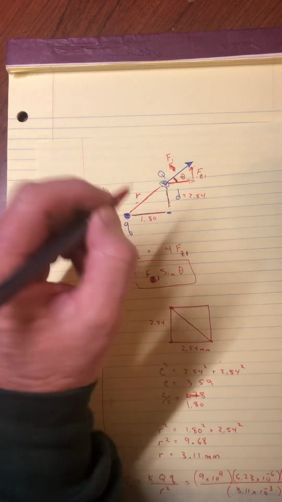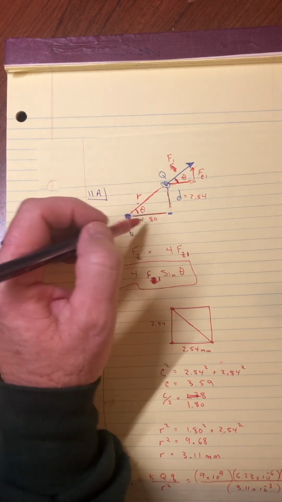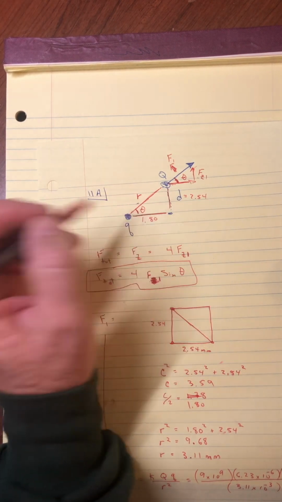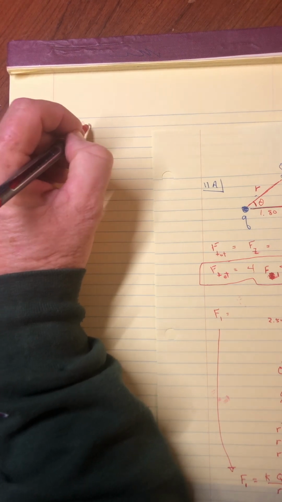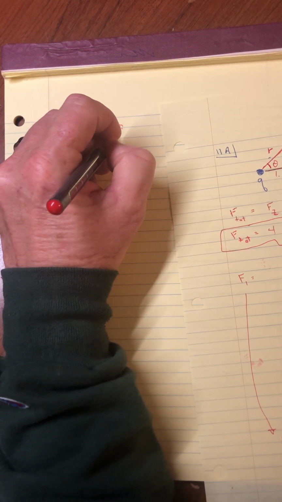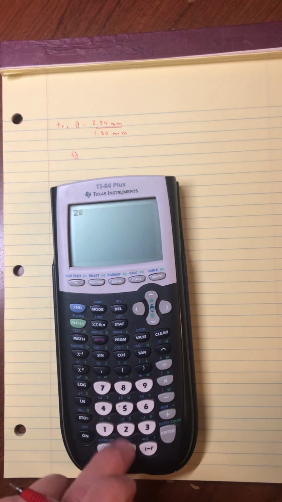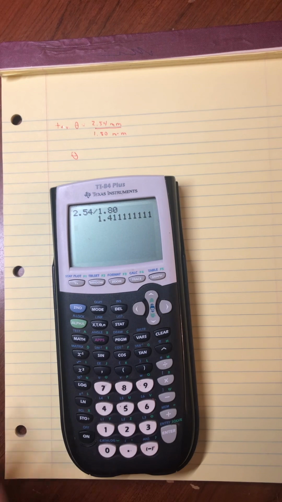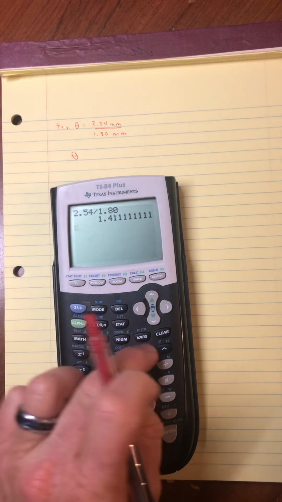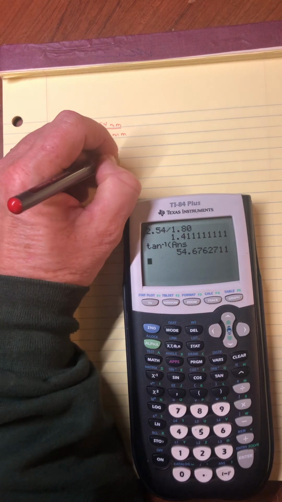Looking at this angle that we talked about, which would be the same as this angle down here, I could use sine or tangent. Maybe I'll do tangent here, because the tangent of the angle would be the 2.54 millimeters, that's the opposite, over the adjacent, 1.80 millimeters. And now I can solve for the angle. So, well, let me just do the ratio first. 2.54 divided by 1.80. And so that ratio is 1.4. Let me then do the inverse tangent of that. And we're looking at an angle of about 54.7 degrees.